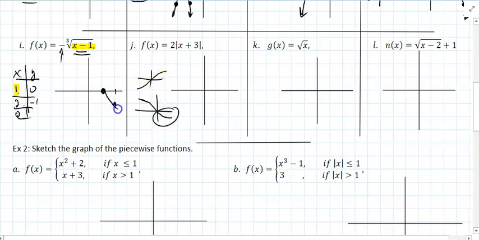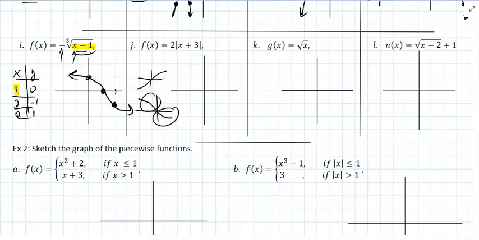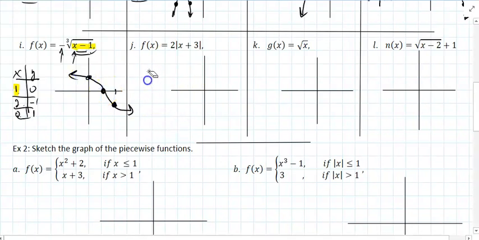So I know it's going to look like an upside down radical. And if I put a 0 in there, 0 minus 1 is negative 1. Cube root of negative 1 is negative 1 times a negative is a positive. And the left side looks like this. So the negative reflects the graph.